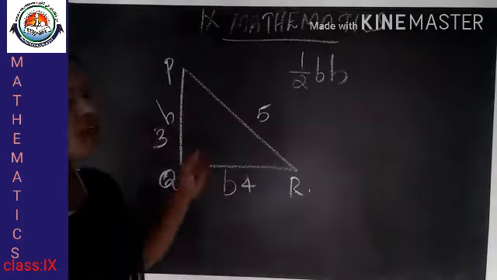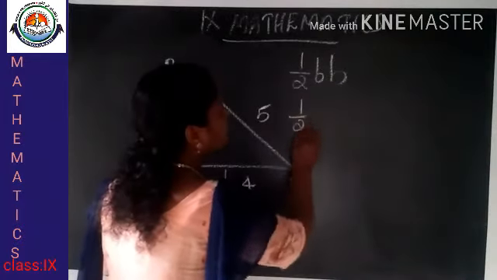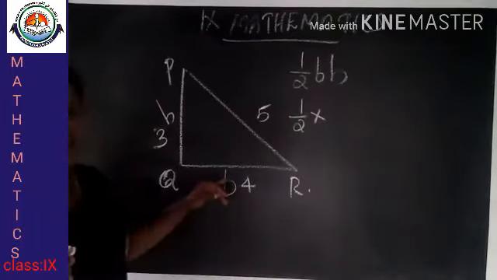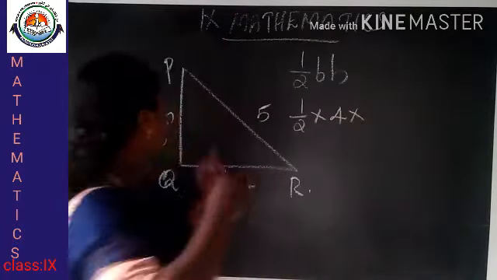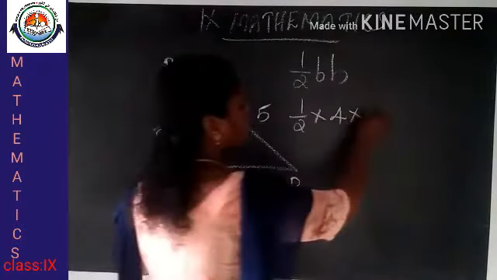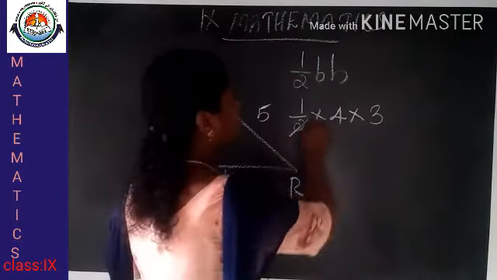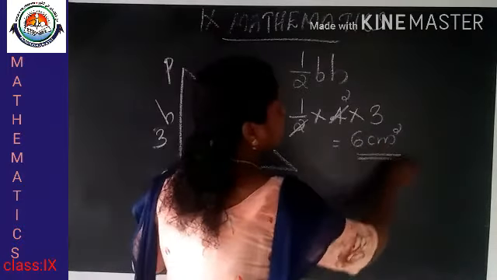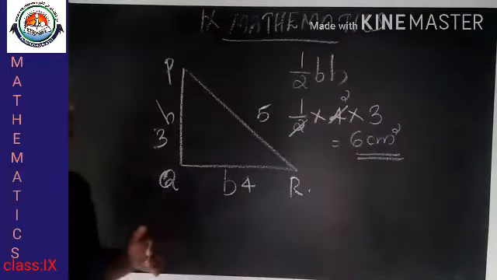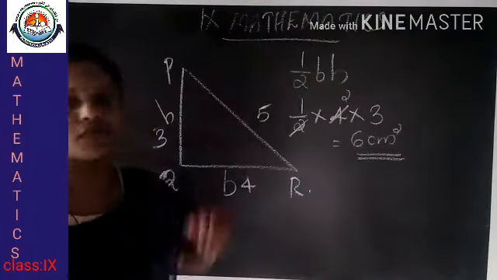Using this formula, we can find the area. That is half into base into height. Base is 4 centimeter into height 3. Then it is 6 centimeter square. Therefore, we can find the area of a right angled triangle using this formula.